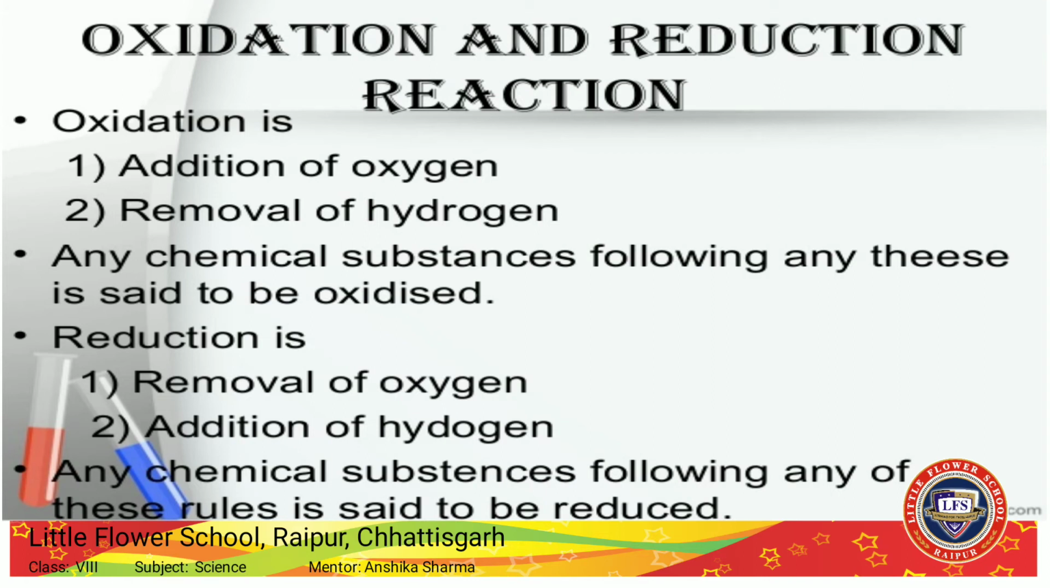Oxidation and reduction reaction. This is the last type of chemical reaction. Oxidation is first addition of oxygen, second removal of hydrogen. Any chemical substance following either of these is said to be oxidized. Reduction is removal of oxygen, addition of hydrogen. Any chemical substance following either of these rules is said to be reduced.